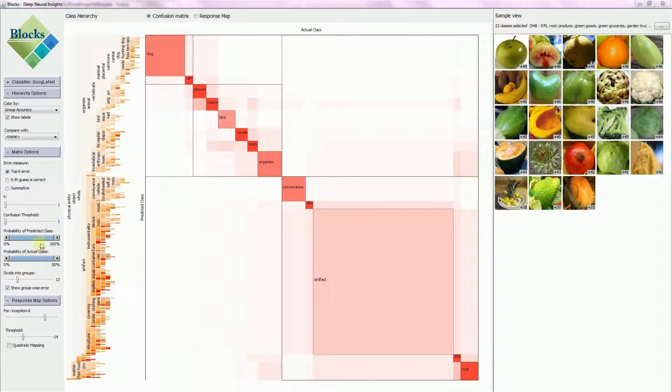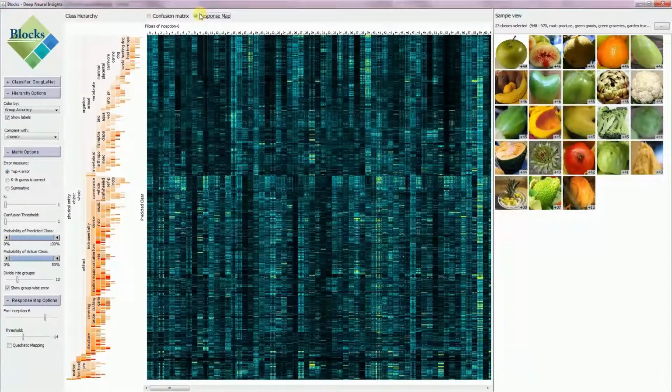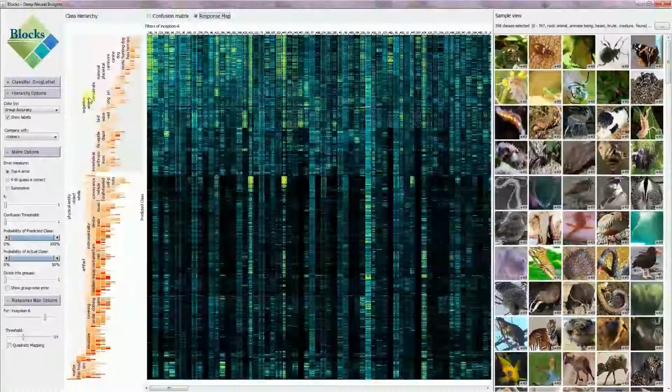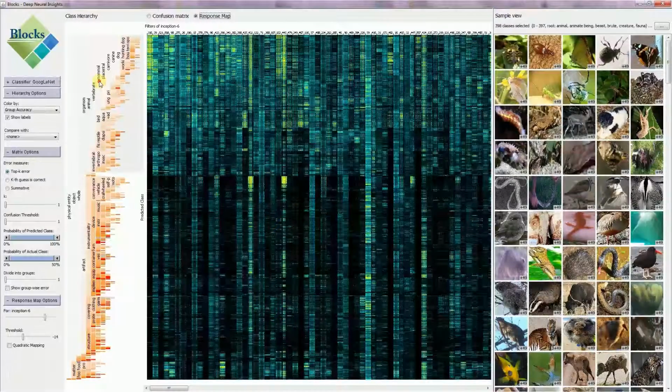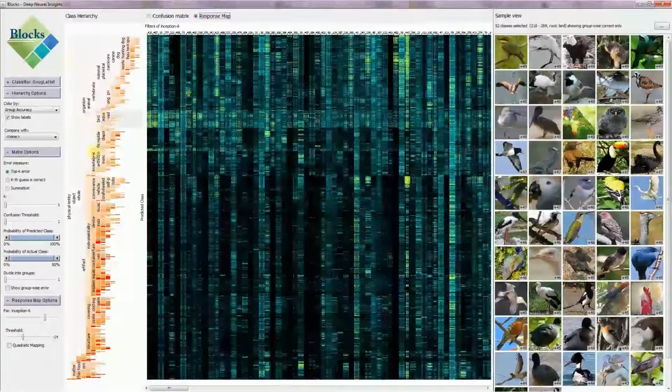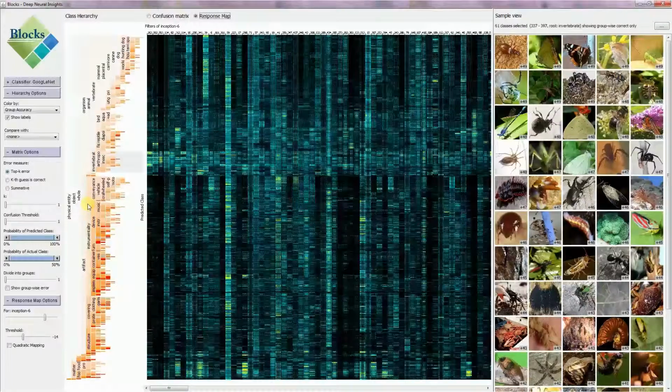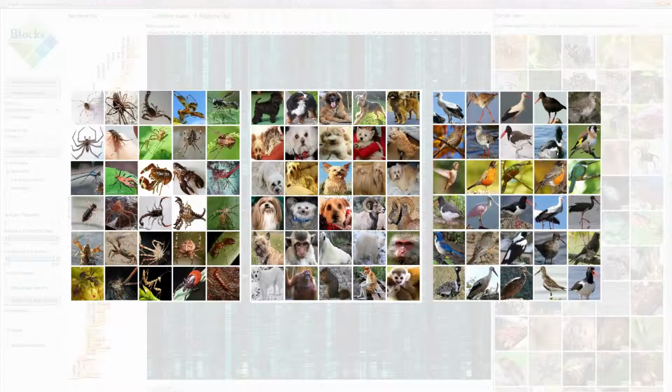The hierarchical structure of classes is also reflected in the feature detectors inside the network. In this view, each column represents a feature detector and displays in color how its responses vary between different classes. For example, certain detectors respond mainly to animals. Of these detectors, some respond mainly to mammals, birds, or invertebrates. These detectors learn common features between the respective classes such as shape, texture, and pose.